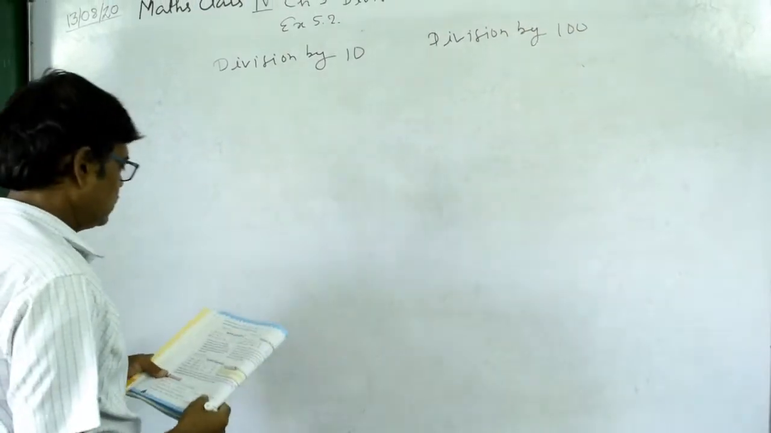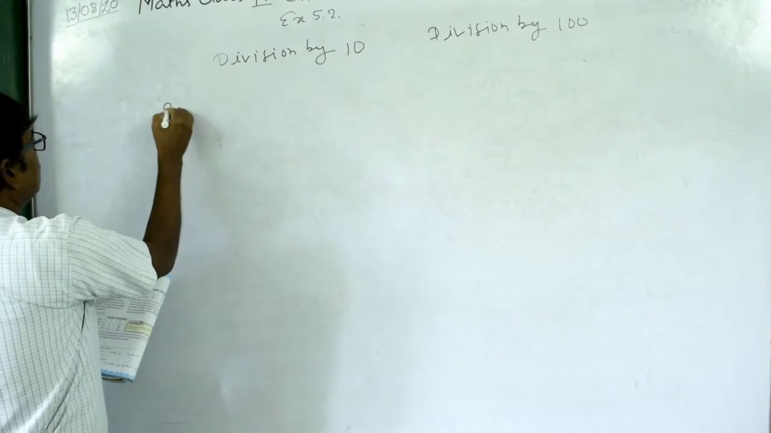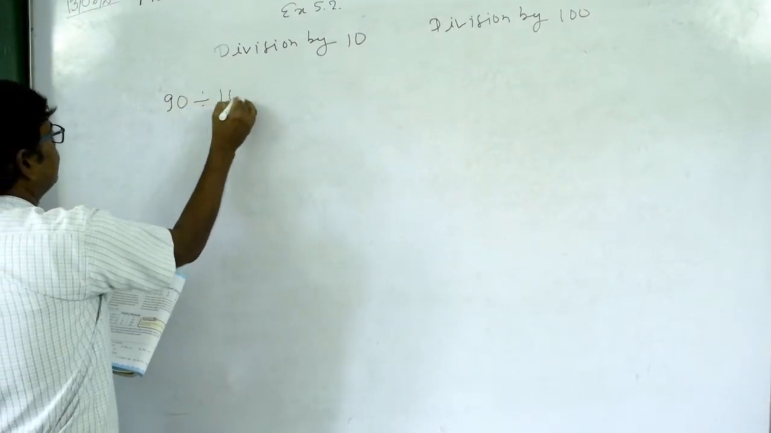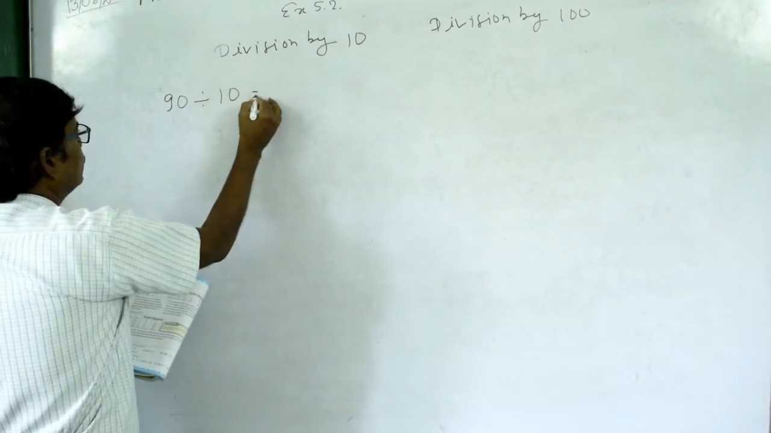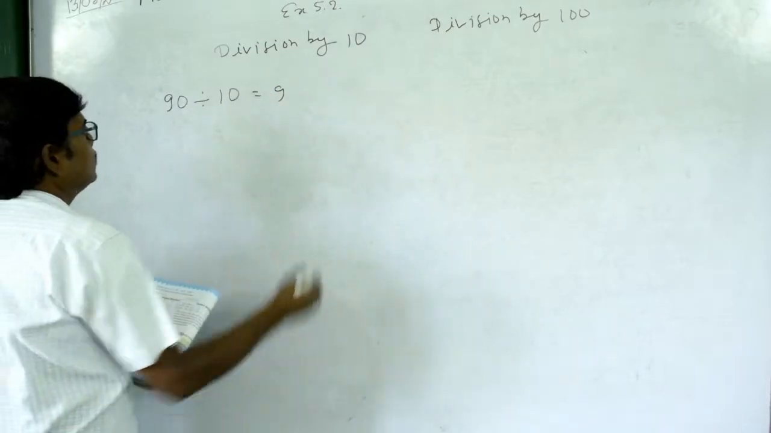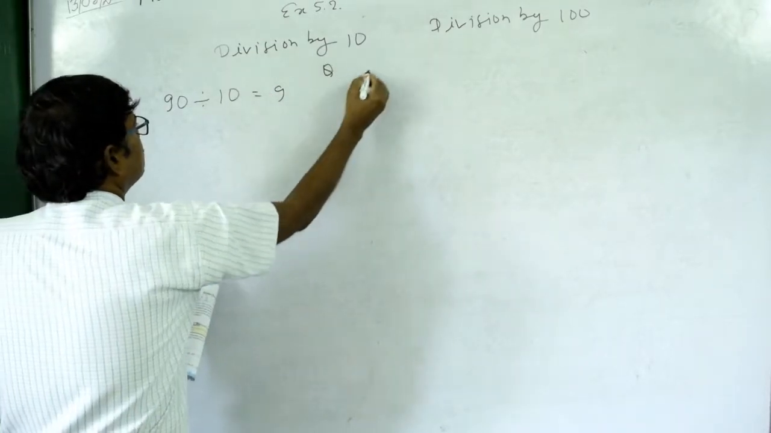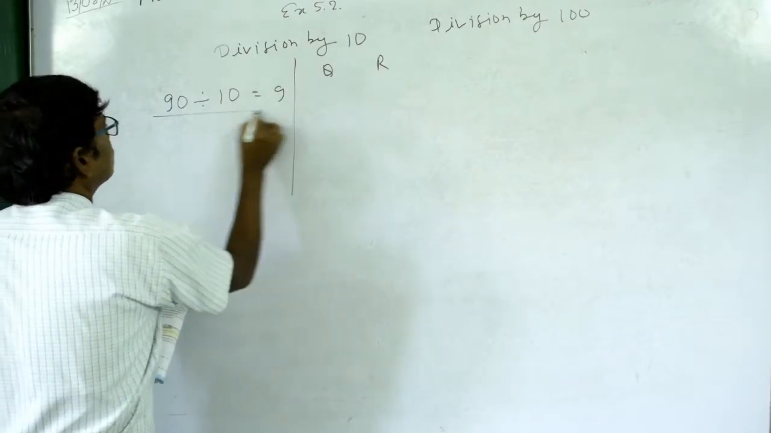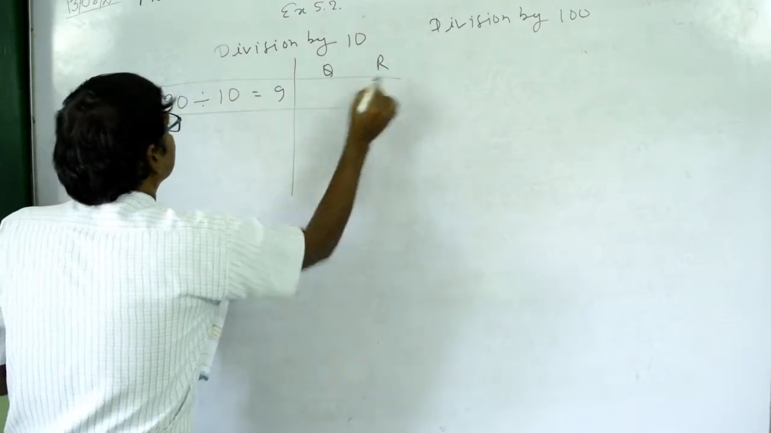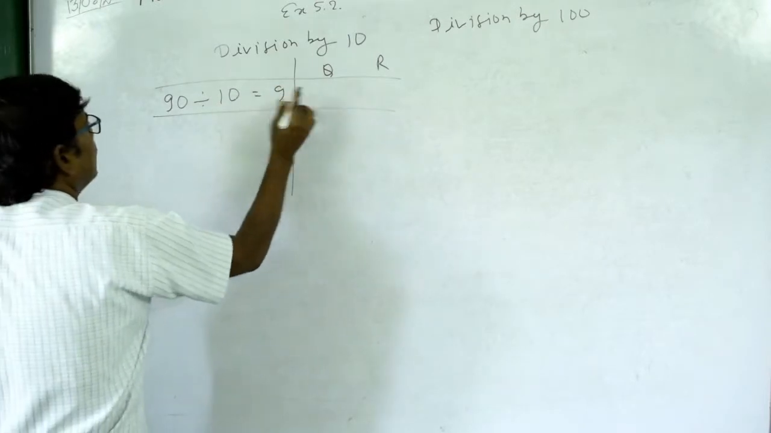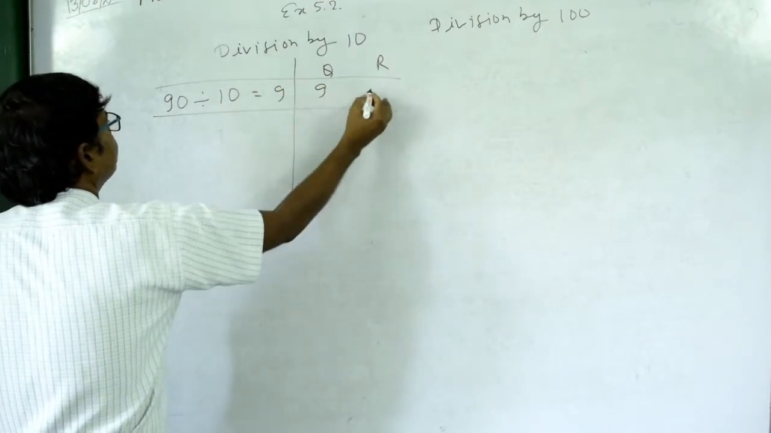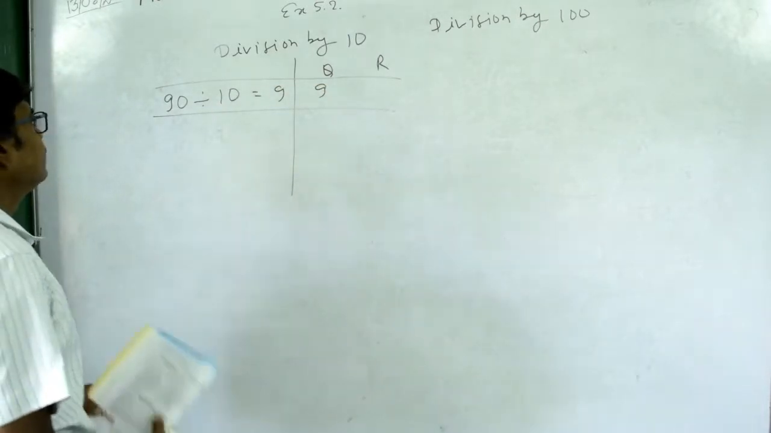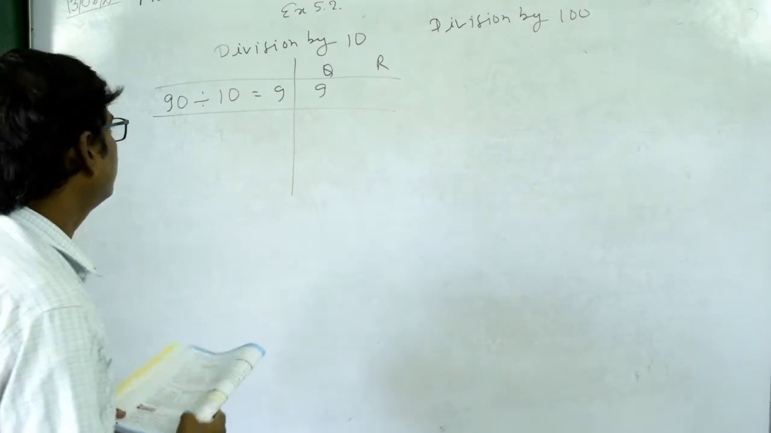So here there is a table like 90 divided by 10 equal to 9. Here the quotient and the remainder are given. So what is the quotient here? The quotient is 9 and the remainder is here. In this case, the remainder will be how much? 0.